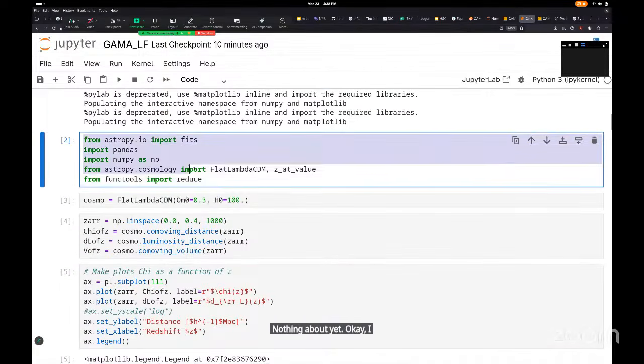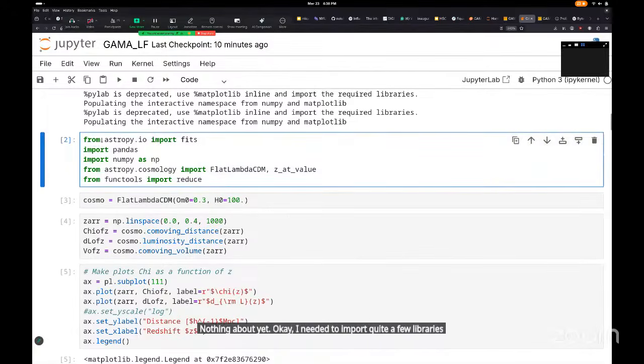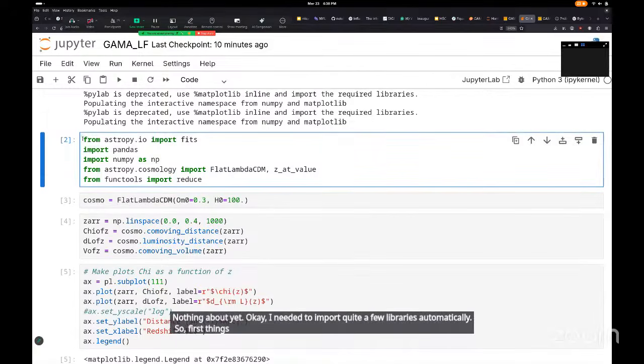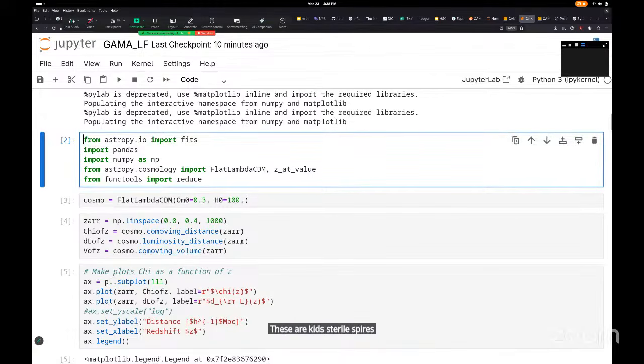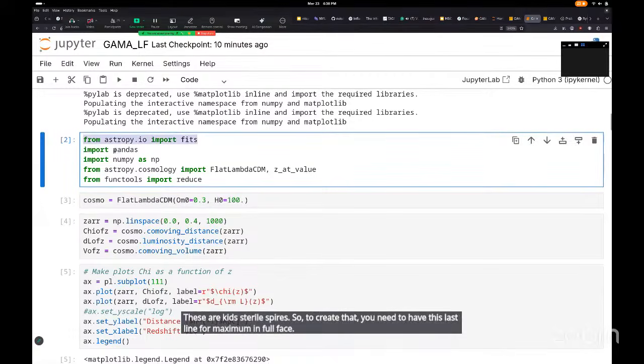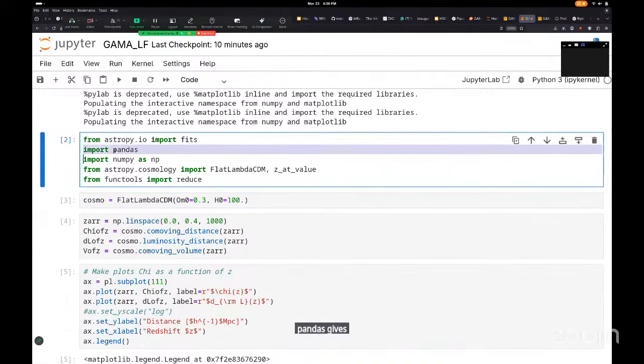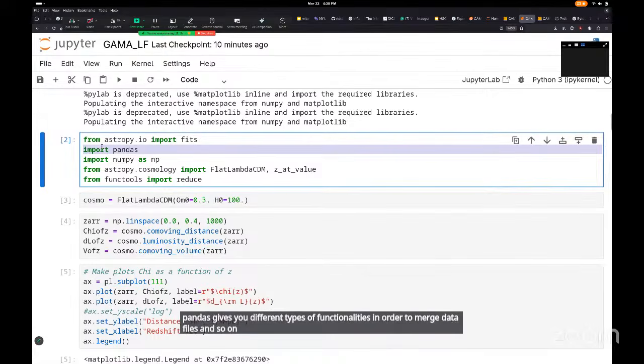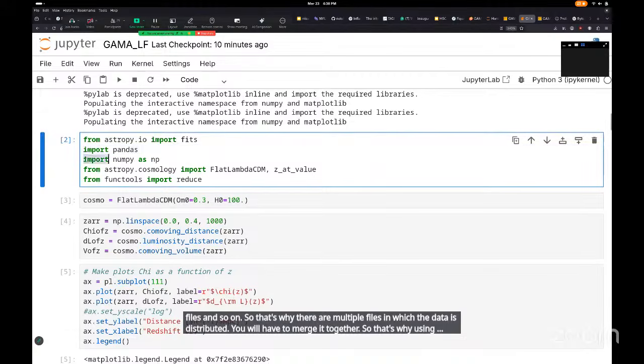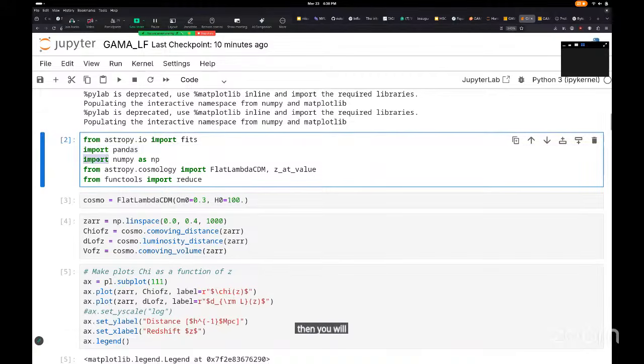Then I needed to import quite a few libraries automatically. So first, the files that GAMA gives are in terms of FITS files. These are FITS table files. So to read them, you need to have this first line, from astropy.io import fits. Pandas gives you different kinds of functionalities in order to merge data files and so on. So that's why, as there are multiple files in which the data is distributed, you will have to merge them together. So that's why you need pandas. Then you will need numerical Python libraries, so import numpy as np.